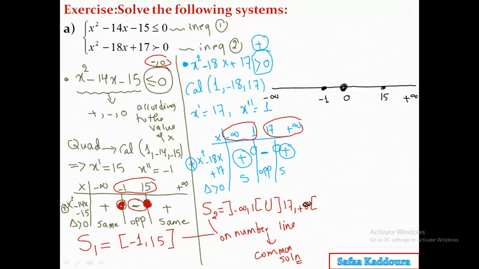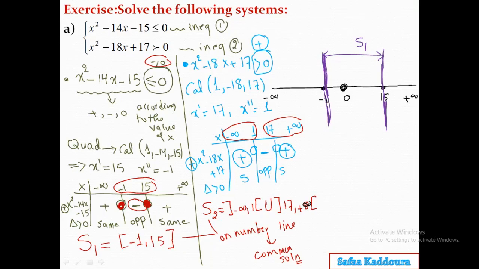This is the first solution. How to represent it? I will use another color. From minus 1 to 15. This is solution 1. It is a closed interval, so I put this line, not a dotted line.